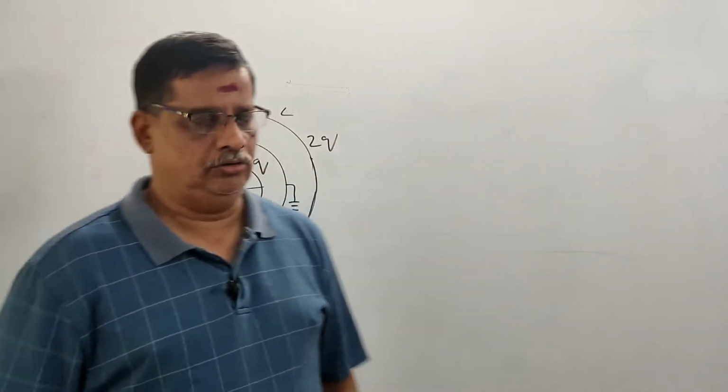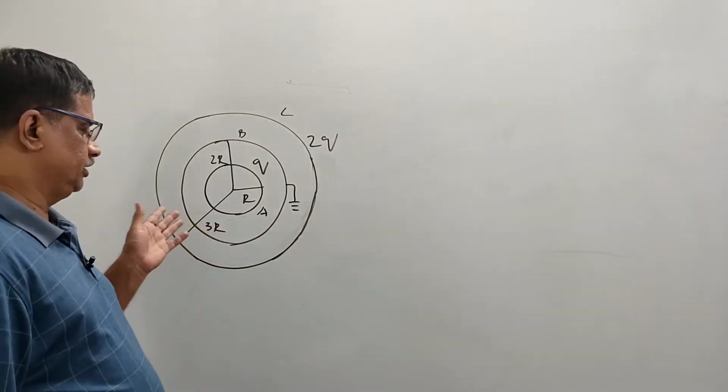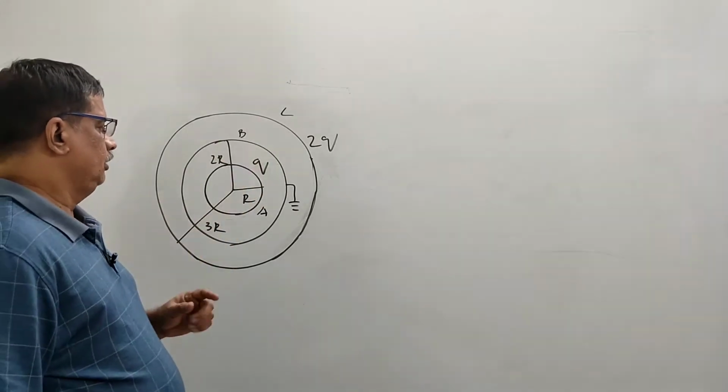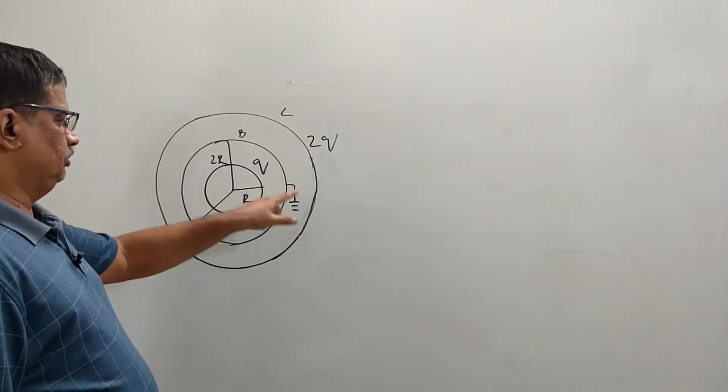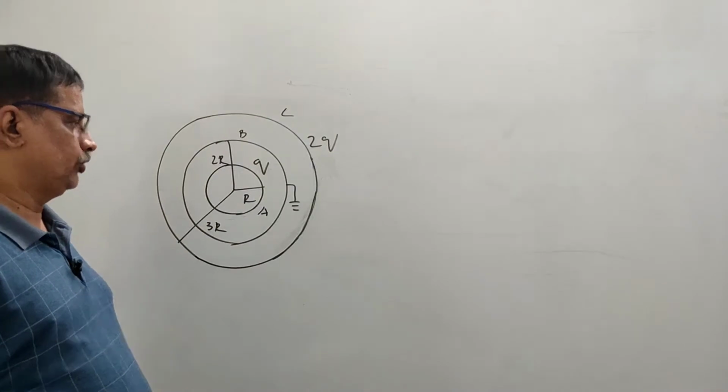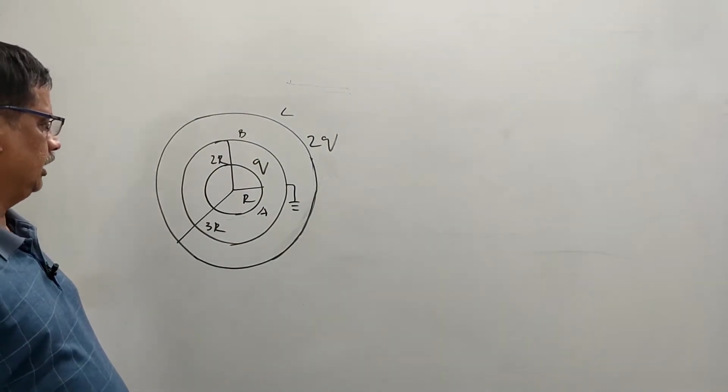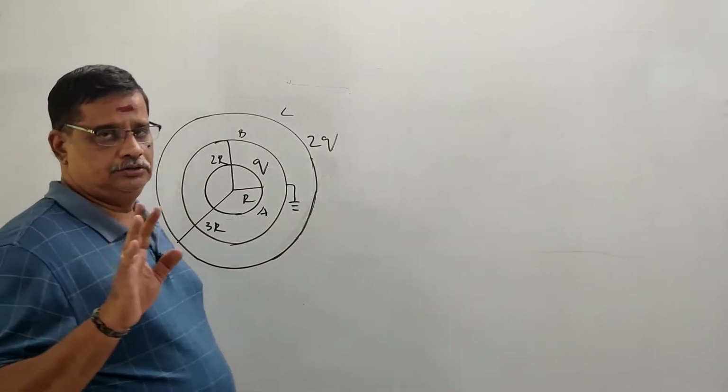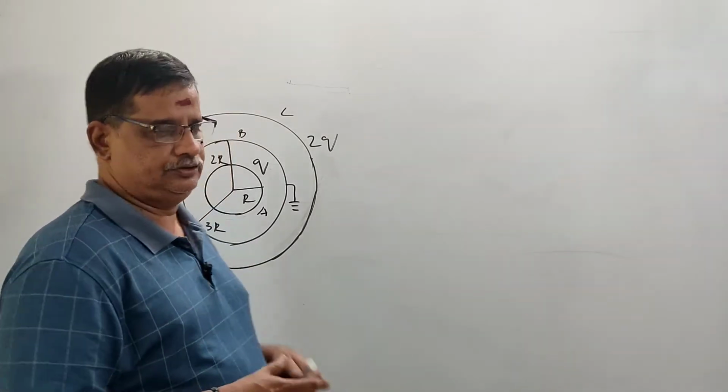Okay, let us look at this problem. There are three concentric spherical shells A, B, C. A is given a charge Q, B is earth, and C is given a charge 2Q. We have to find the charges appearing on the surfaces of the shells.